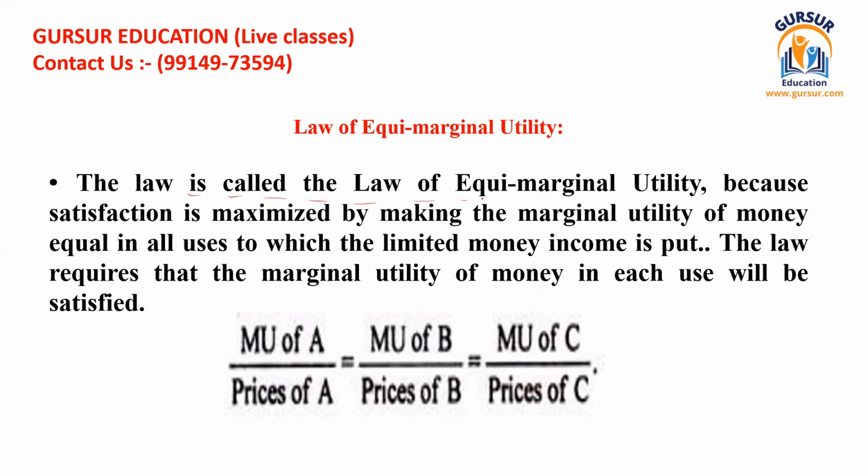The law is called the law of equimarginal utility because satisfaction is maximized by making the marginal utility of money equal in all uses to which the limited money income is put. So in this way, you can understand that when a consumer purchases different products in a way that he gets equal marginal utility from all the different items, that kind of situation is known as equimarginal position, and that law is known as equimarginal utility.